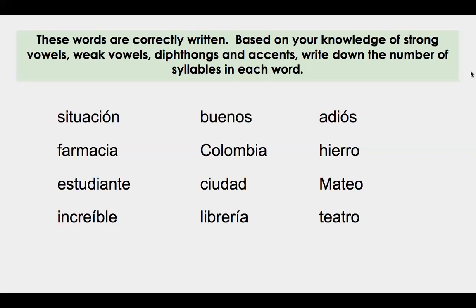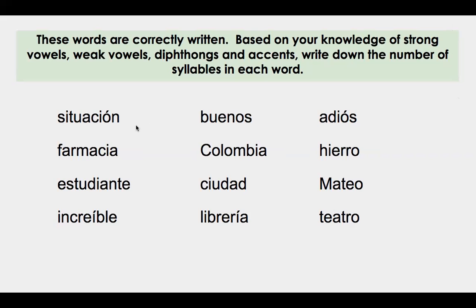All right, so let's practice this from another angle. The words I've written here are written correctly, meaning if they need an accent, they have one. So based on your knowledge of strong vowels, weak vowels, diphthongs, and accents, write down the number of syllables for each word. Okay, so how can you do that?